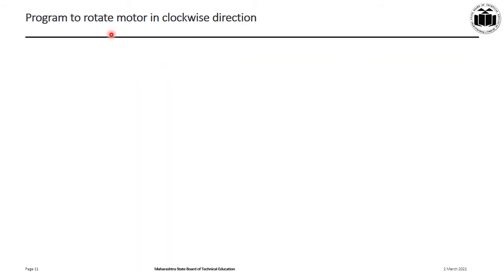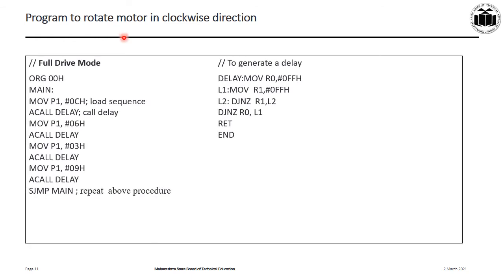Program to rotate the motor in clockwise direction. For full drive mode, we have sequence as C, 6, 3 and 9. Each sequence is loaded in port 1 because the motor is connected to port 1, and after every sequence there is a delay called. The delay program is mentioned here, the delay subroutine. To change the speed of the motor, the delay can be adjusted.